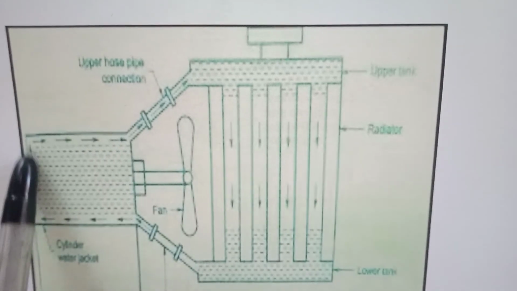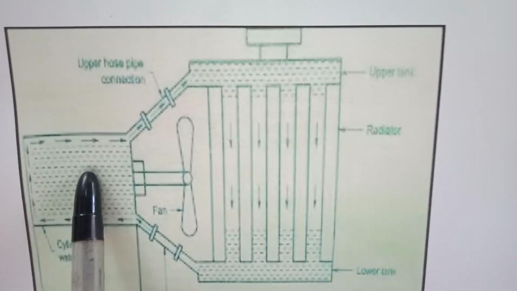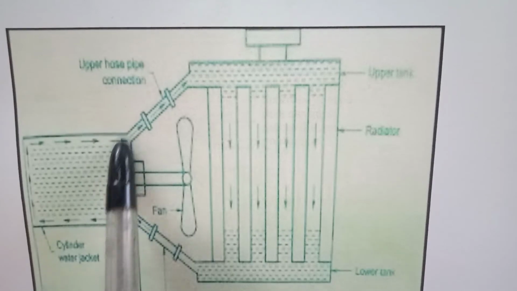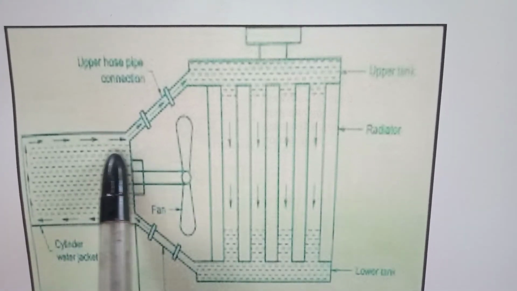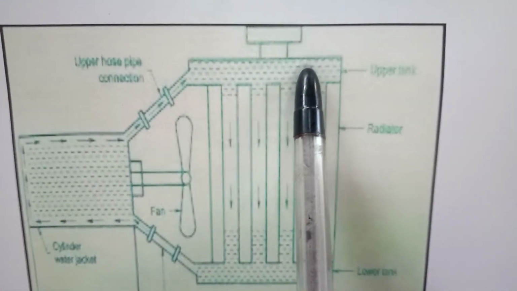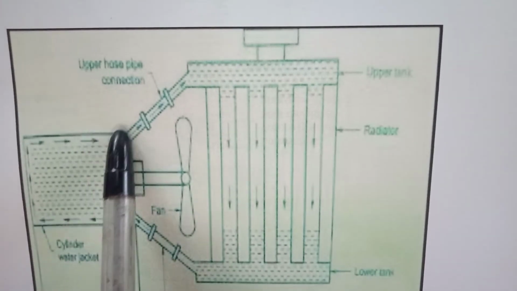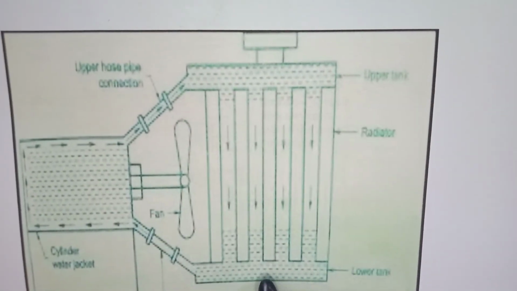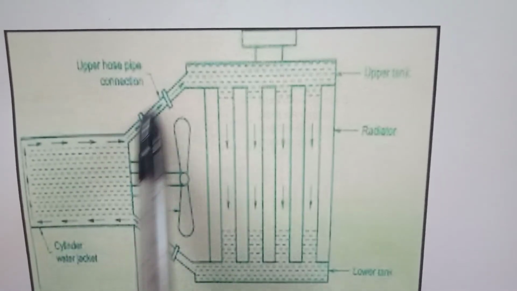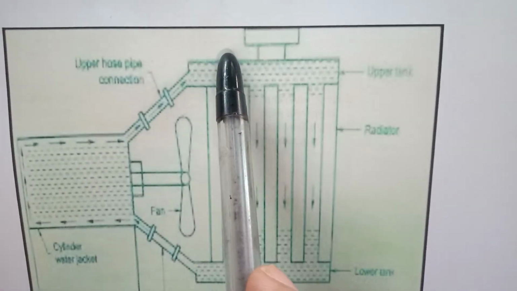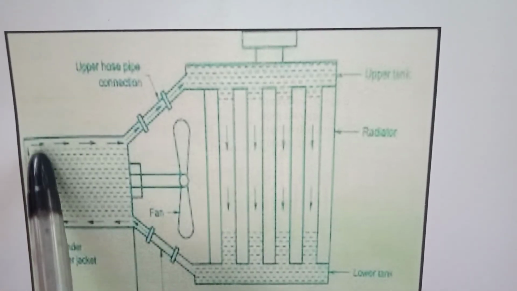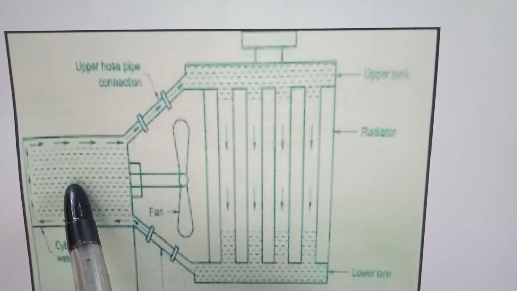As the temperature of the water around the cylinder increases, the density of that water is reduced. Because the density of this water is reduced due to the increase in temperature, this water will move in the upward direction to the upper tank of the radiator. As this water moves upward, the cold water present in the lower tank will take its place.